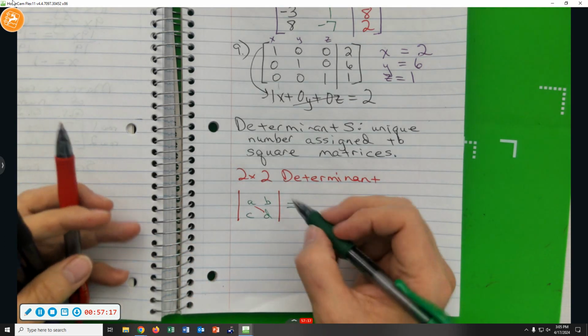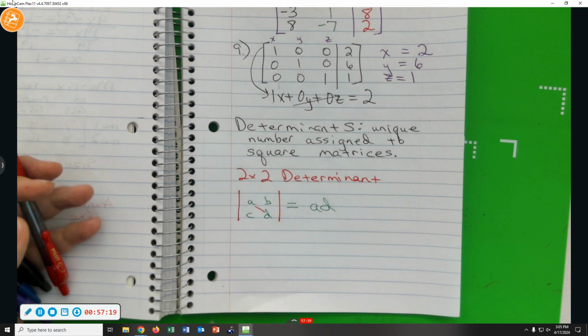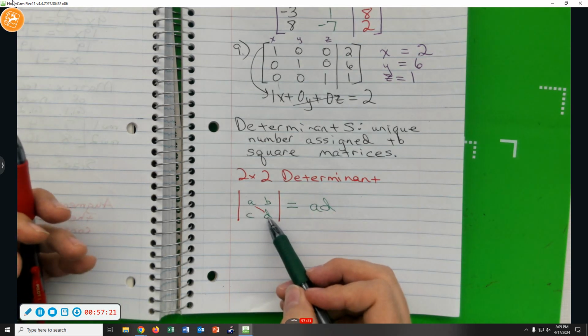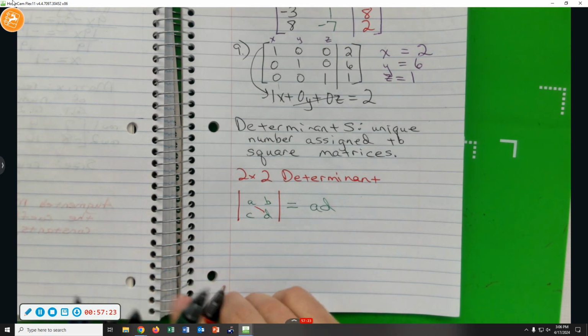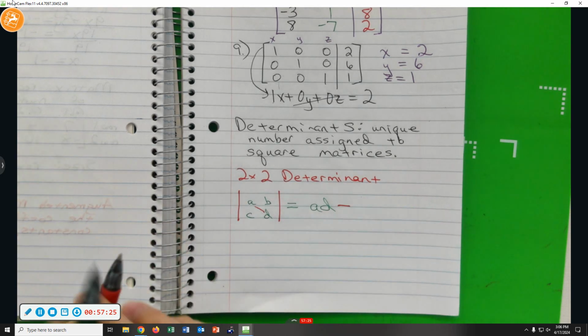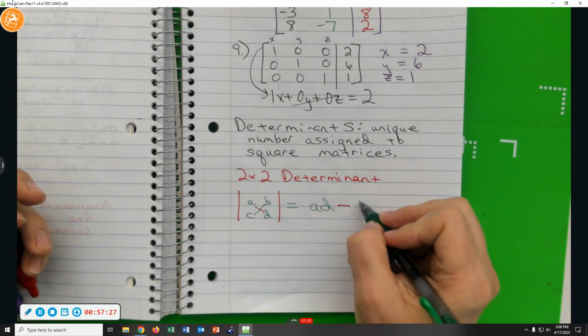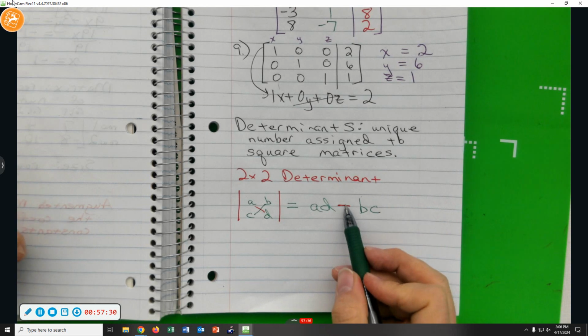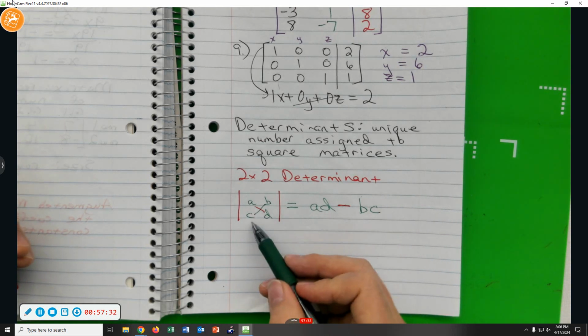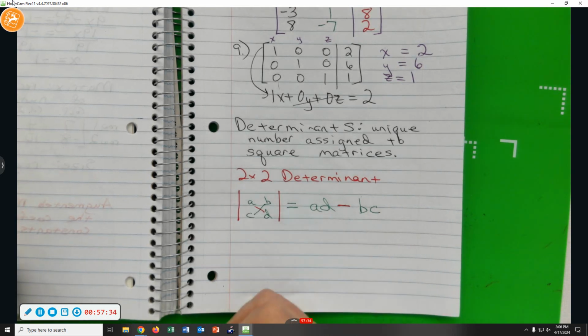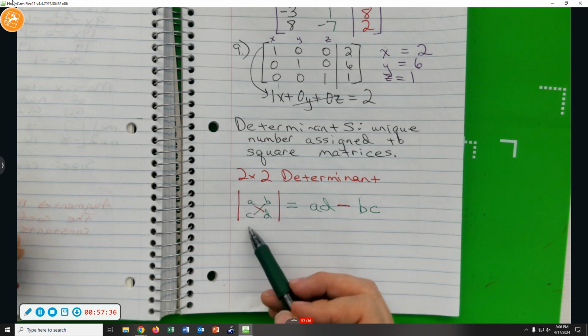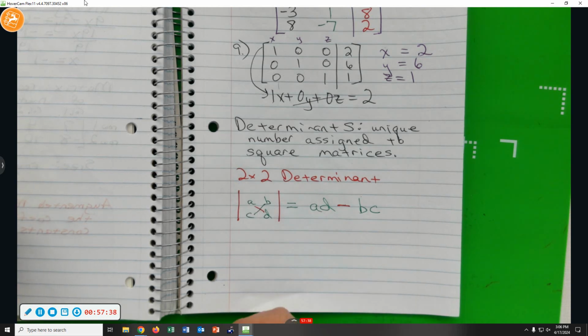You multiply A times D minus B times C. It's the difference of the cross products when you start in the upper left-hand corner. You don't go BC minus AD. If you do that, you'll get the wrong answer every time. You got to start with that first number. So going back to number 10.